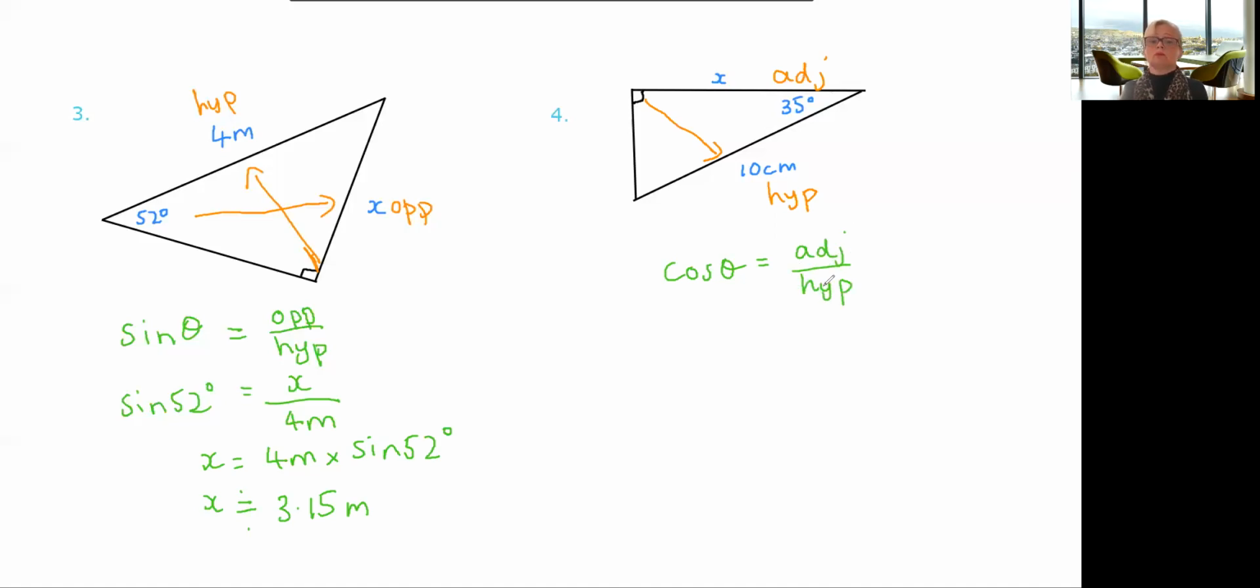Now what do we do? We sub in. So cos of 35 degrees is our x over 10 centimetres. So x is 10 centimetres times cos of 35 degrees. So x is approximately 8.19 centimetres. I'm not that quick on my calculator, I'd already worked these out.